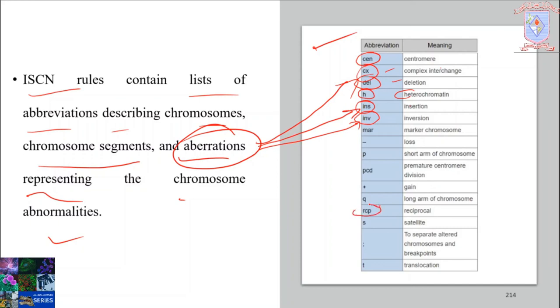Reciprocal translocation is rcp. For satellite, it is represented as s. And for translocation, another type of abbreviation, it is represented with the small letter t. You must understand the abbreviations in this table, and this is all about ISCN and the nomenclature of chromosomes. Thank you.